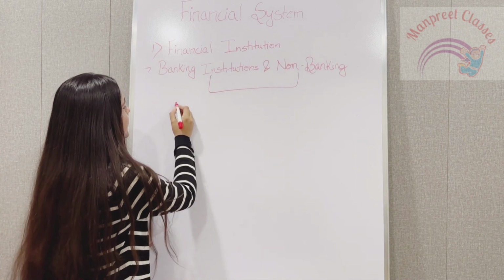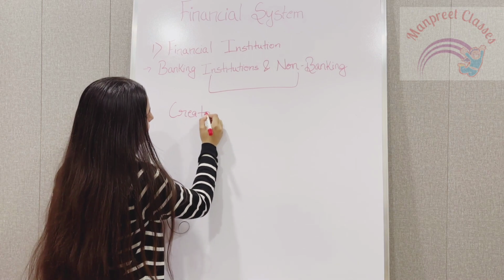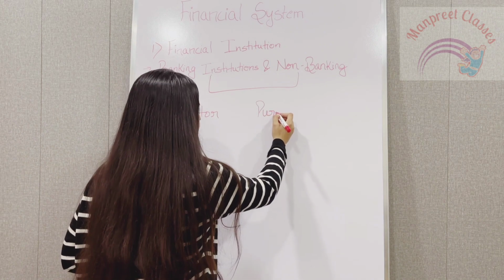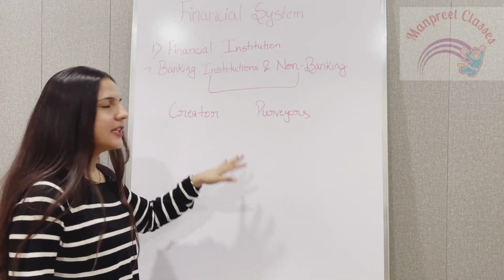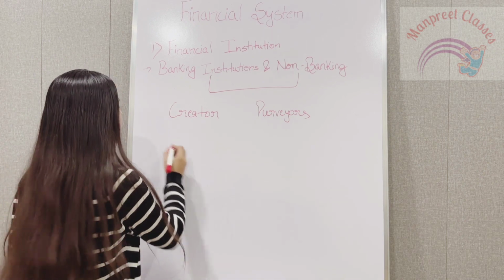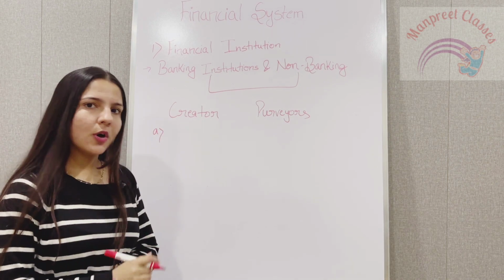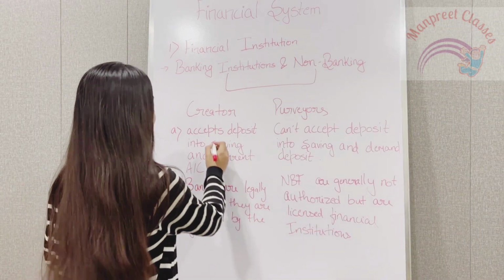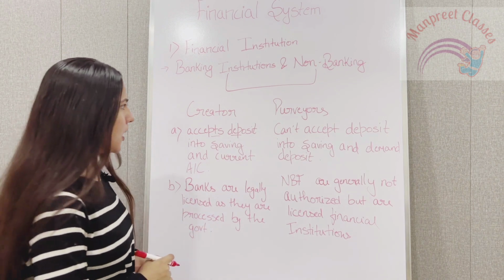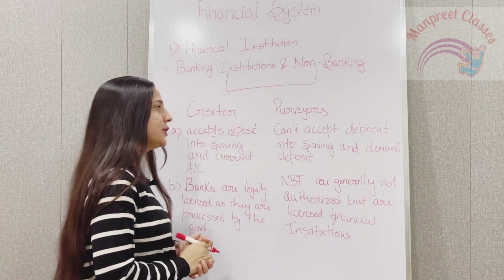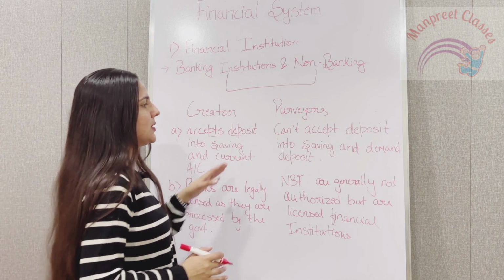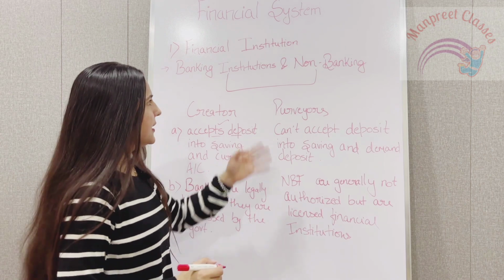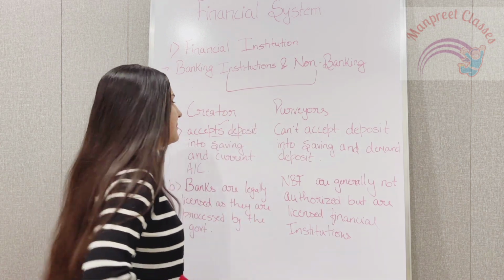So banking institutions are termed as creators of finance. On the other hand, non-banking institutions are termed as purveyors of credit. So this is the major difference among these two. We'll discuss them one by one. What are banking institutions and what are non-banking institutions and what are their works. Banking institutions accept deposits into saving and current accounts. On the other hand, non-banking institutions can't accept deposits into saving and demand deposit. That is, banks accept deposit but non-banking institutions do not accept deposit.